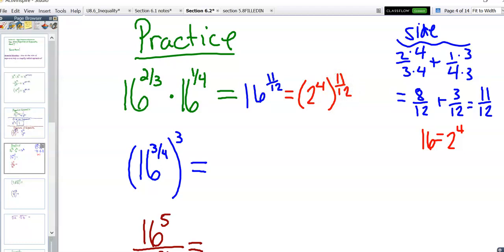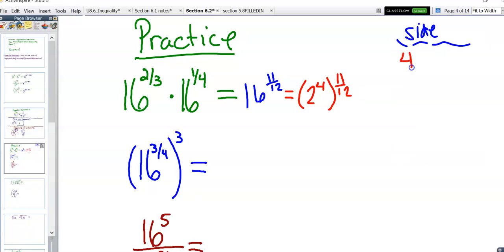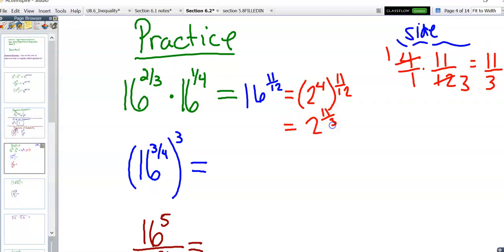And then we can multiply because we're taking a power to a power. So 4 over 1 times 11 over 12 becomes 11/3. And then this final answer would be 2 to the 11/3. You could write it in radical form, but for now that's perfectly fine if we leave it how it is.